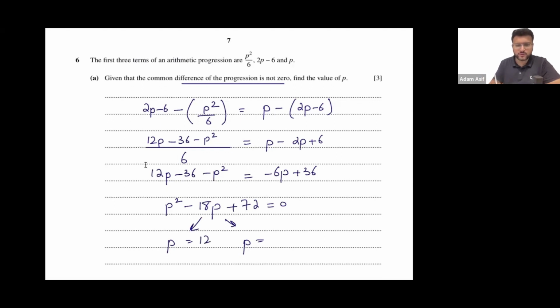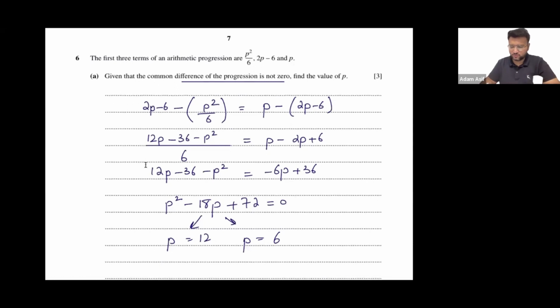One value is 12 and the other value is 6. Okay. So we need to pick up the value of p. One of the values is going to be correct and the other is not going to be correct. The question said that the common difference of the progression is not 0.